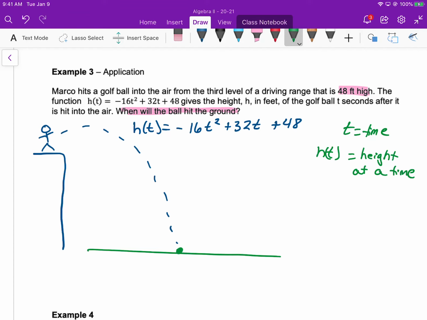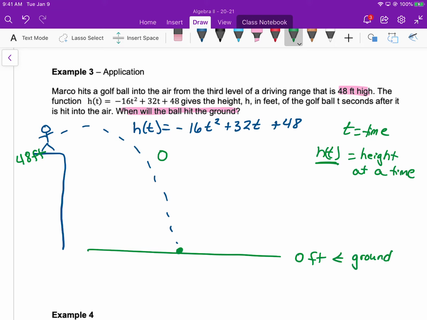So now I want to think about what we are looking for when the ball will hit the ground. I'm thinking, what height will that be? If this is 48 feet above the ground, my ground is 0 feet. So the first thing I need to do is figure out the time. I'm looking for the time when my height is 0, because 0 is my ground.